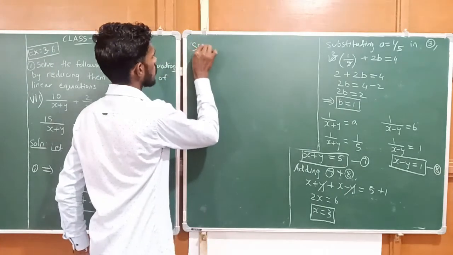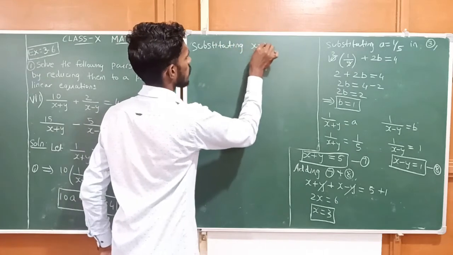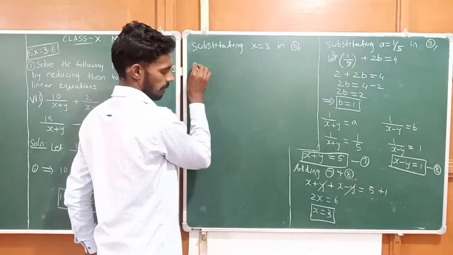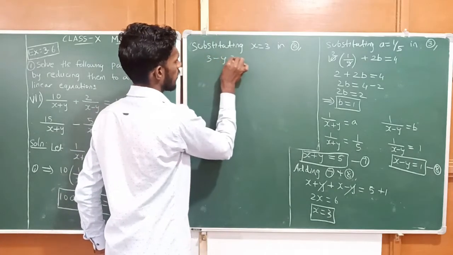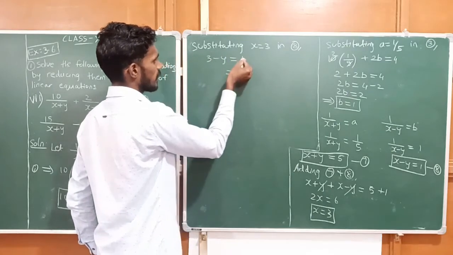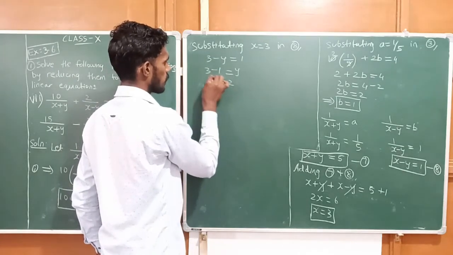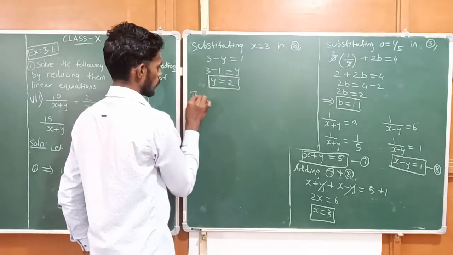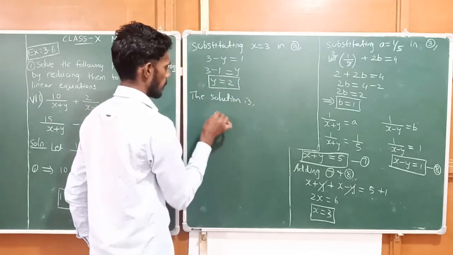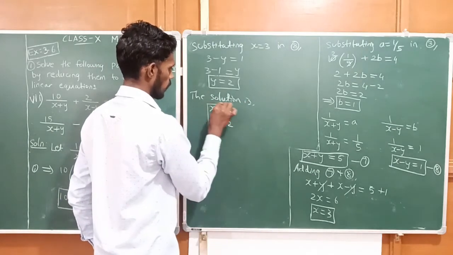Now substituting x is equal to 3 in equation number 8 will become 3 minus y is equal to 1. When I take this y to other side it becomes plus y, then take this 1 to other side, minus 1. So y is equal to 3 minus 1 gives 2. Thus the solution is x is equal to 3 and y is equal to 2.